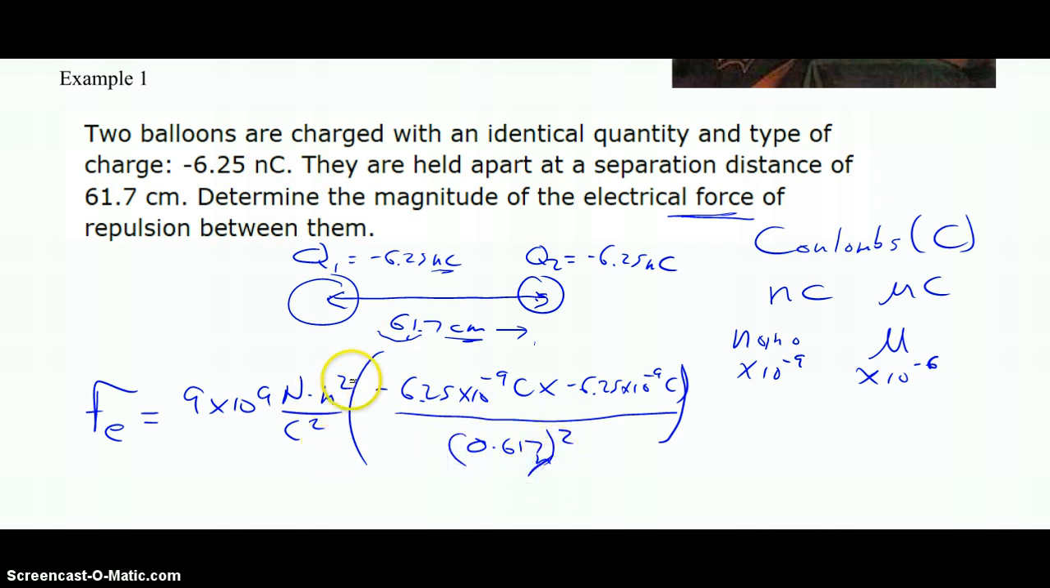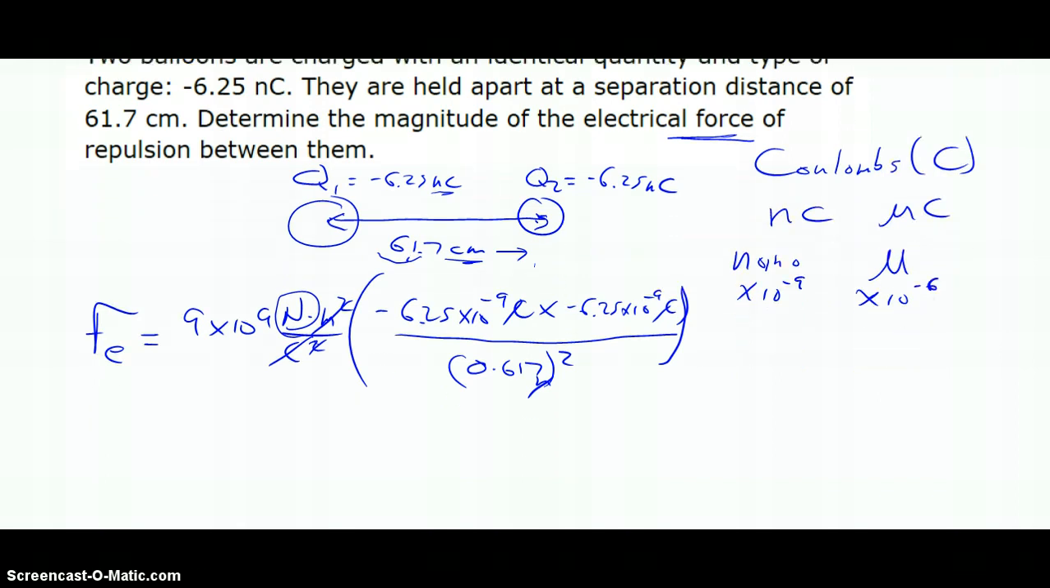Since it's meters squared, those meters will cancel with this. Coulombs will cancel here with the square as well. And our force, like any other force, will be in newtons. From there, it's just a matter of calculating it and getting a number. And when we do, we'll think about that in terms of how it compares to gravity.